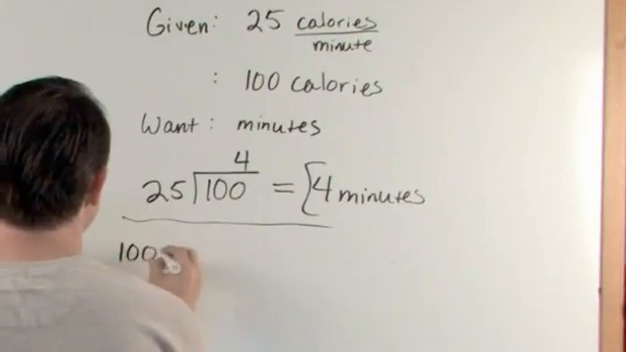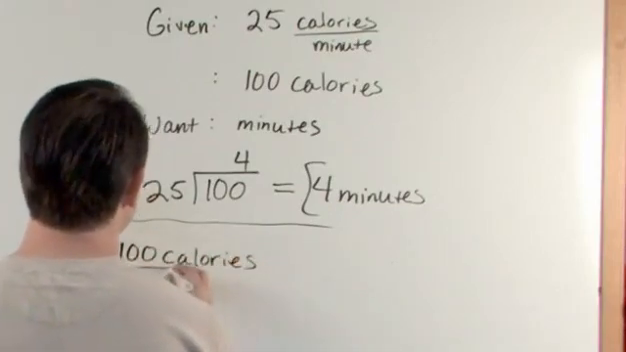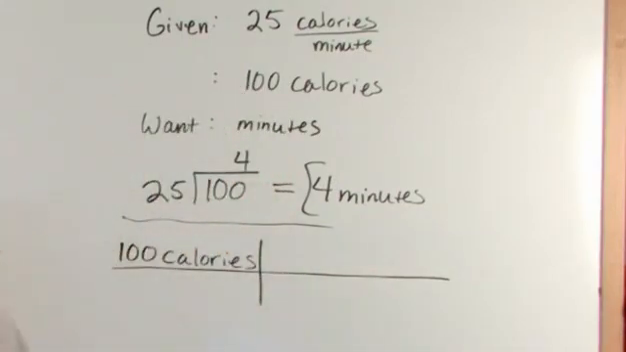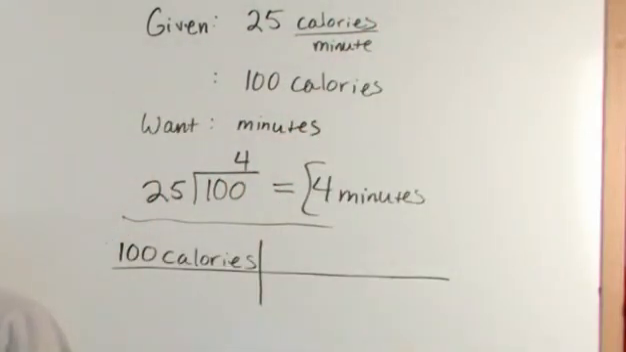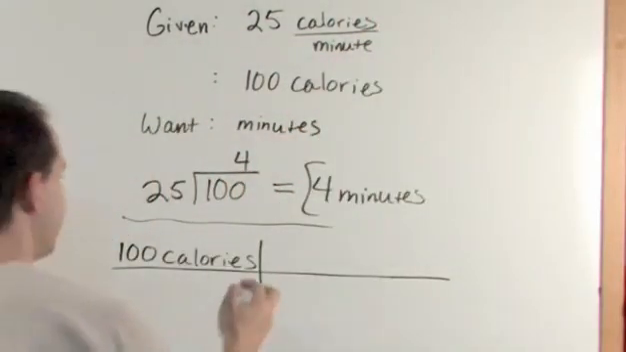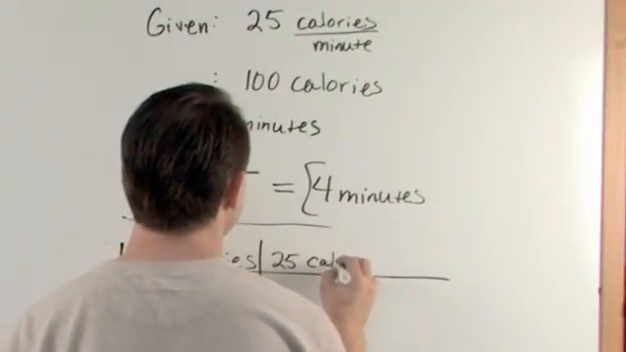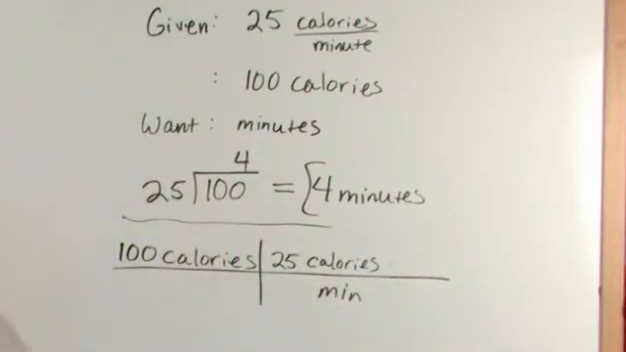You can write down your 100 calories, and you can draw a bar under it, and you can draw a bar over here, okay? And you also know that you have 25 calories per minute, okay? Now, let me show you something. I could put 25 calories per minute like this. But what will that do for me? That's not going to do anything for me.